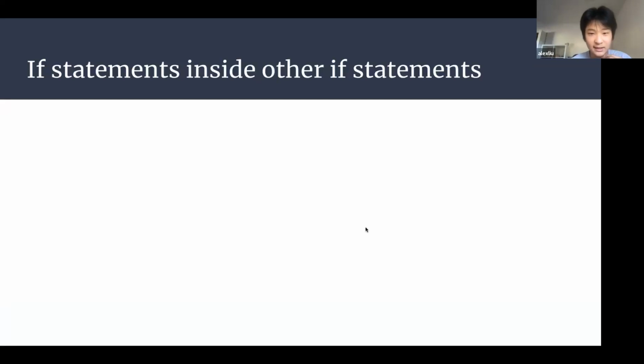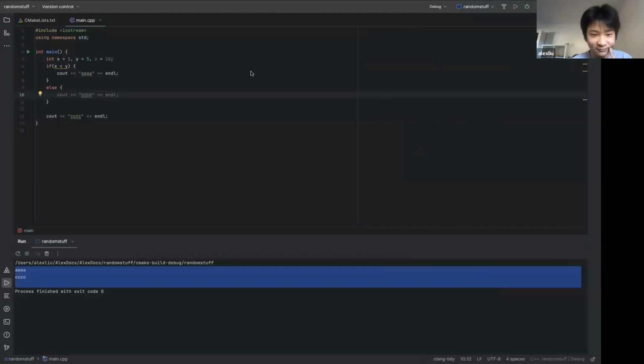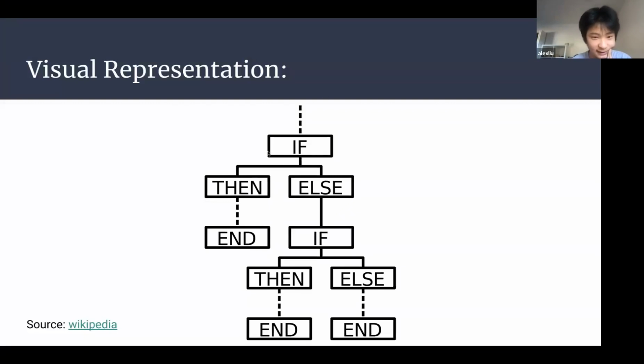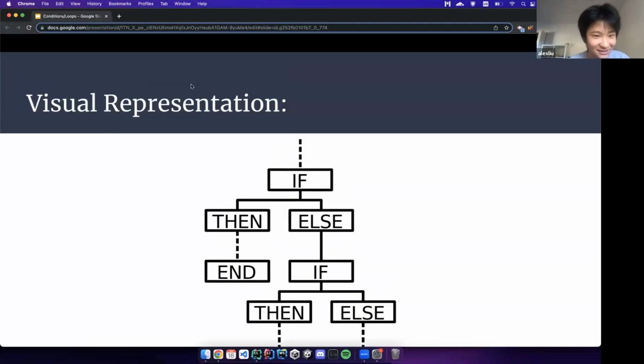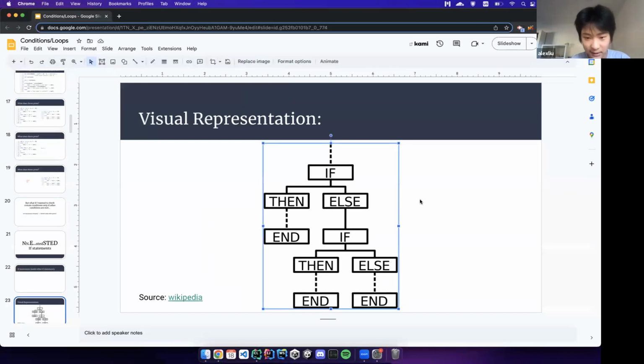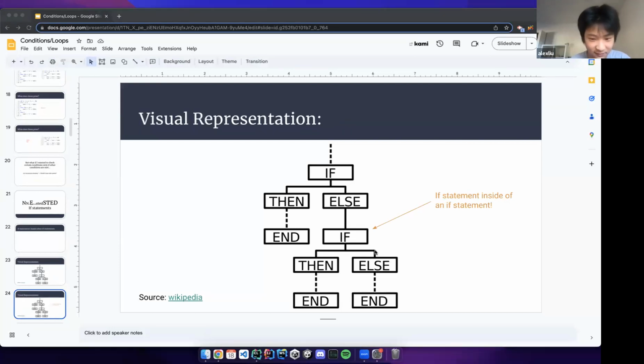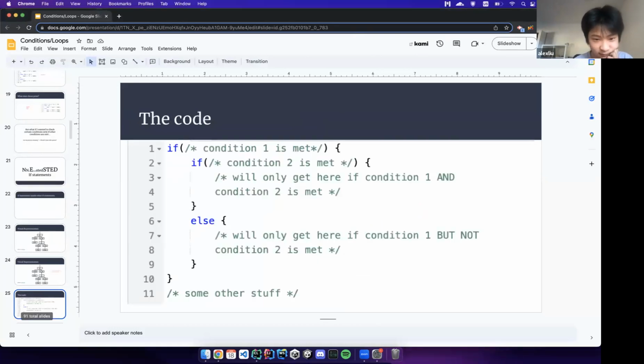Nested if statements are basically just if statements inside of other if statements. Does this make sense? Yes? Okay, cool. So here's a visual representation. As you can tell, there's an if statement inside another if statement. So the code is very simple. It's just an if statement inside of another if statement.